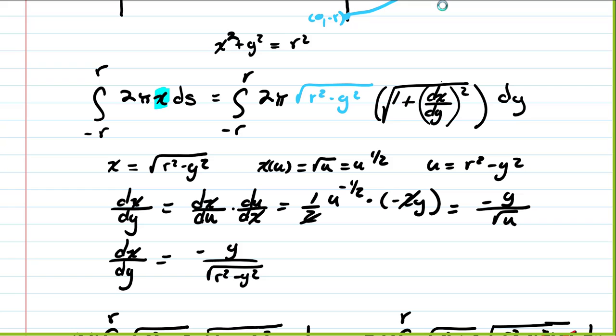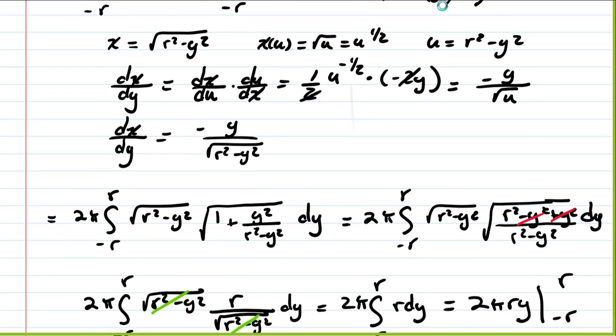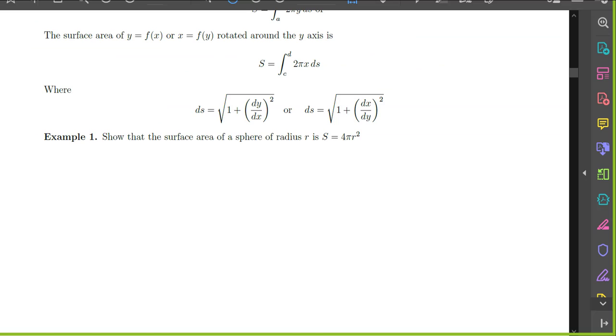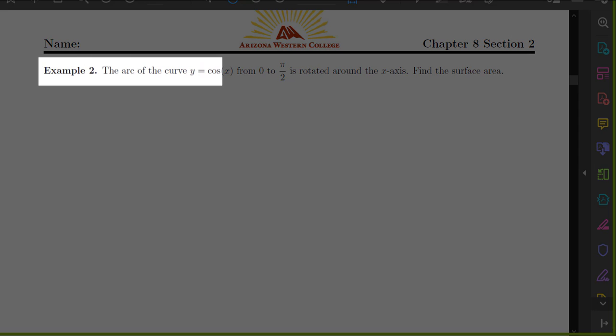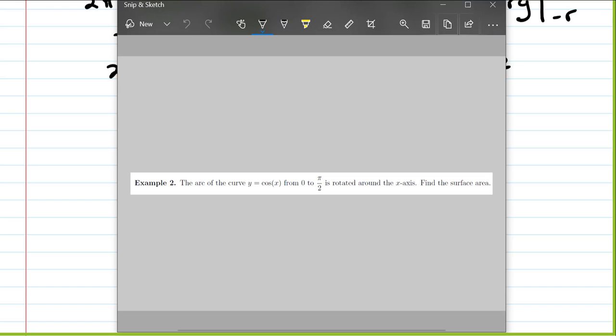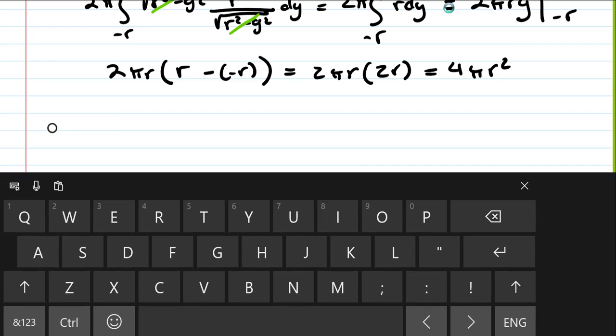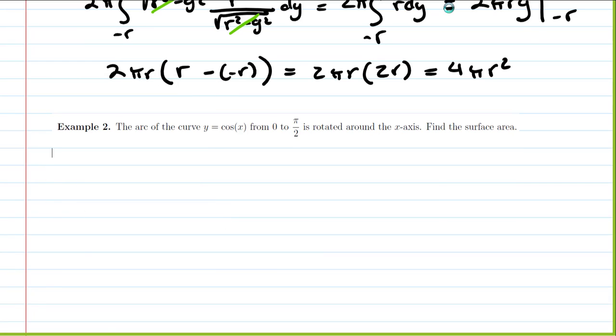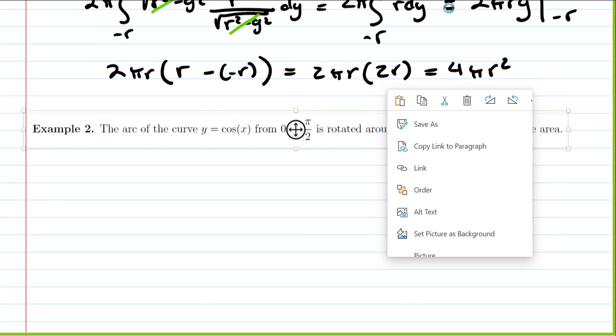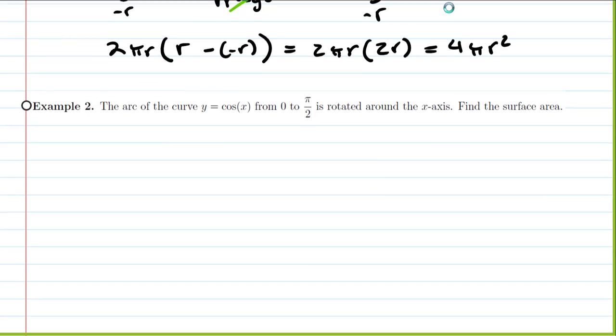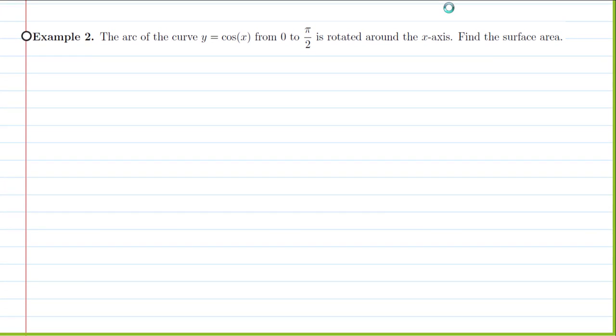All right. So let's take a look at example number 2. The arc of the curve y equals cosine x from 0 to pi over 2 is rotated about the x-axis. Find the surface area.